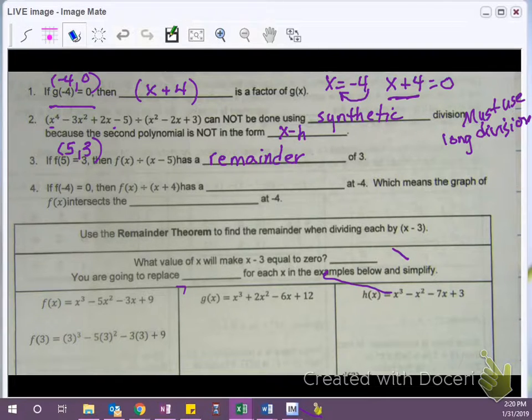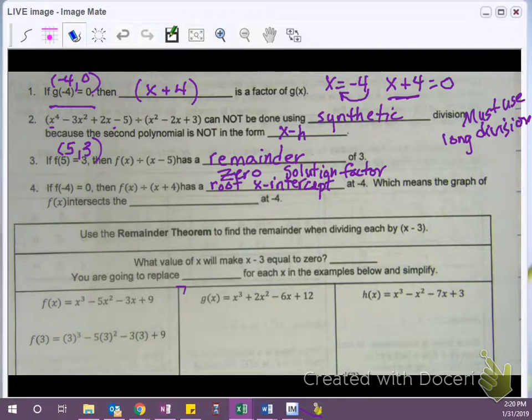All right, I'm going to come back to that in just a second. I want to finish this last blank. If f of negative 4 equals 0, then f of x divided by x plus 4 has a root, 0, x-intercept, solution, factor.